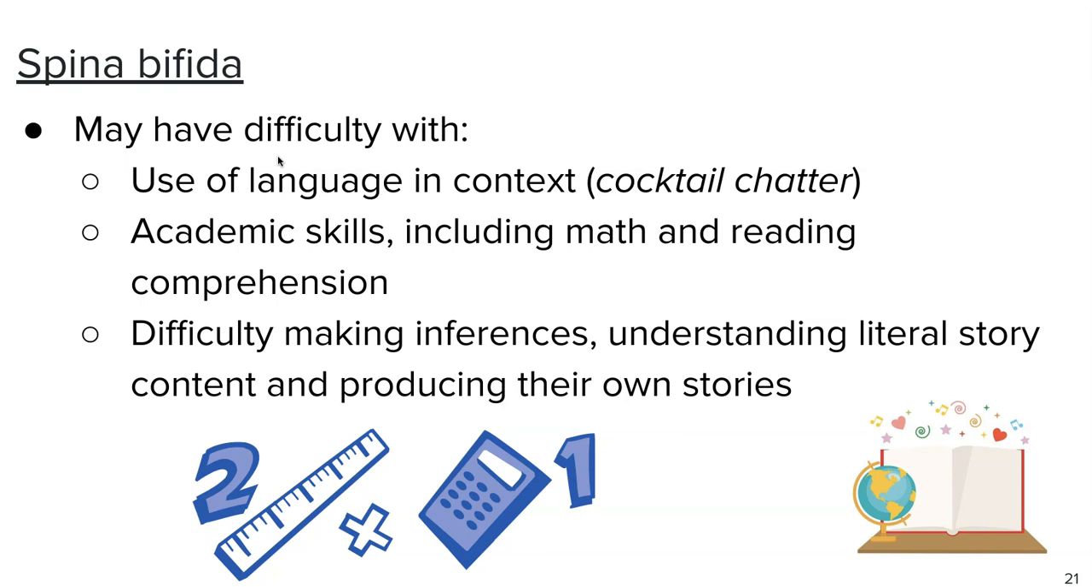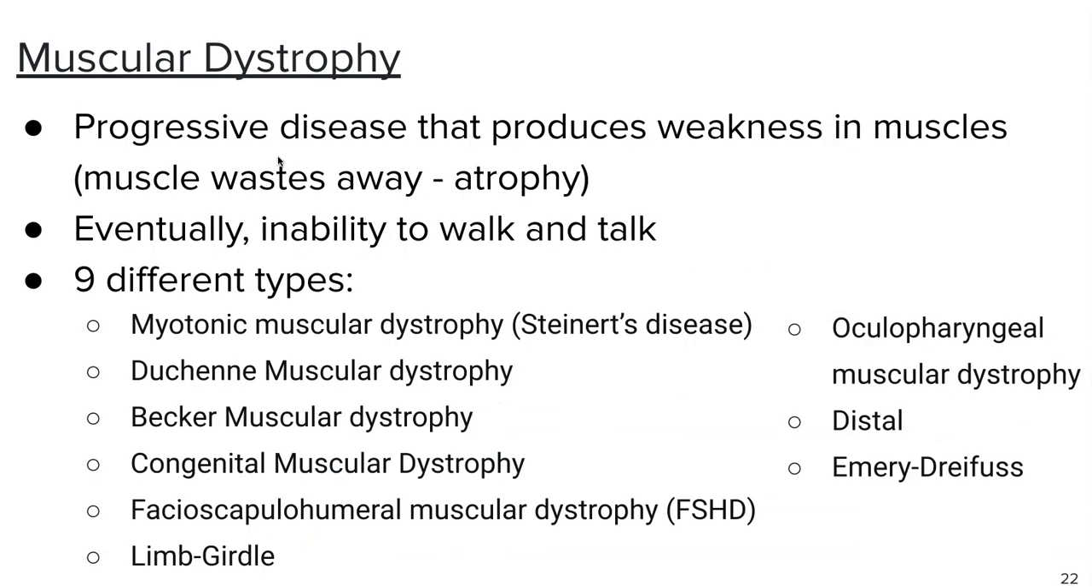They're going to struggle with some academic skills, math and reading comprehension. So again, they're going to have pretty good decoding skills where they can read, but remembering and comprehending what they read is going to be much harder. Along with that, difficulty making inferences, understanding the story content, and producing their own stories is going to be a struggle for a lot of these kids.